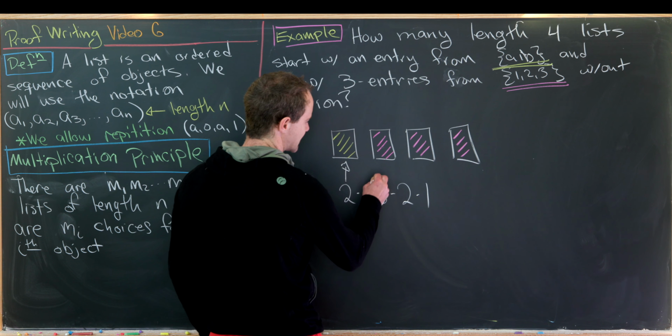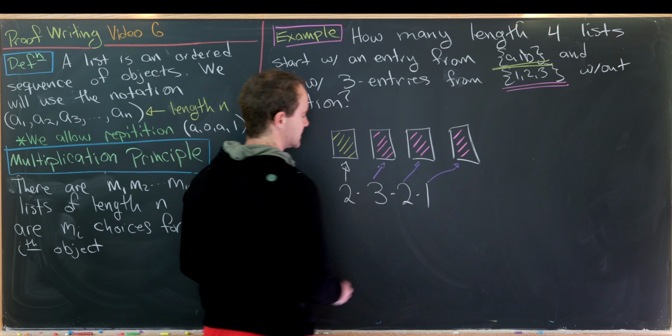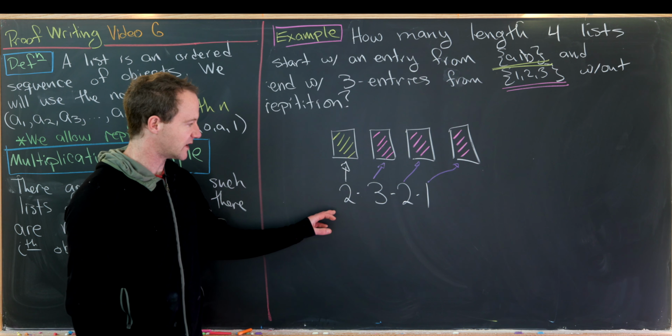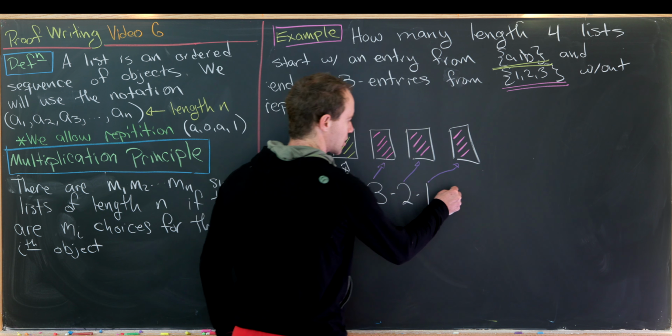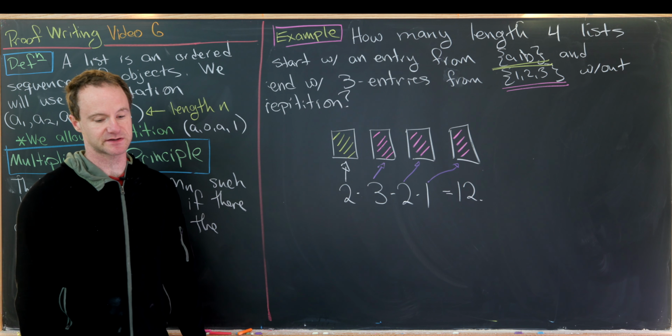So let's maybe match these up. So this matches with that choice, this with that choice, and this with that choice. So putting this all together, we have 2 times 3 times 2 times 1, or 12. So there are 12 total possibilities.